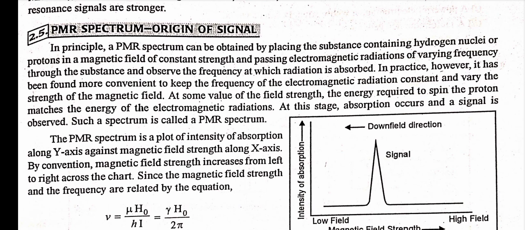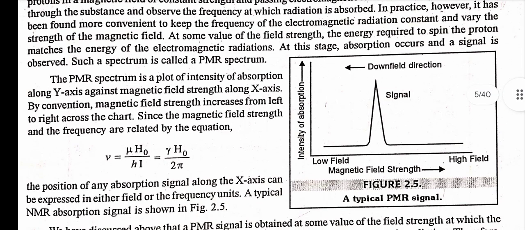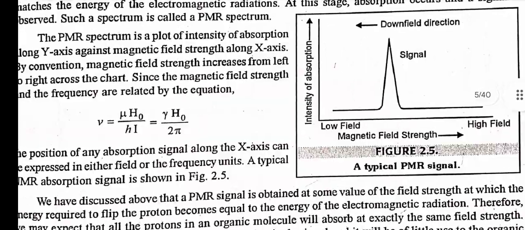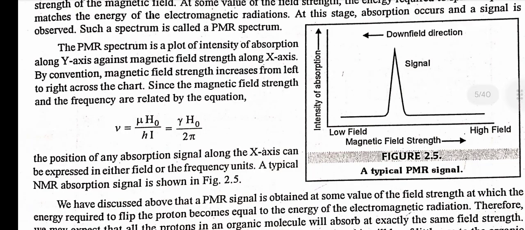At some value of the field strength, the energy required to spin the proton matches the energy of the electromagnetic radiations. At this stage, absorption occurs and a signal is observed. Such a spectrum is called a PMR spectrum. The PMR spectrum is a plot of intensity of absorption along the y-axis against magnetic field strength along the x-axis. By convention, magnetic field strength increases from left to right across the chart.